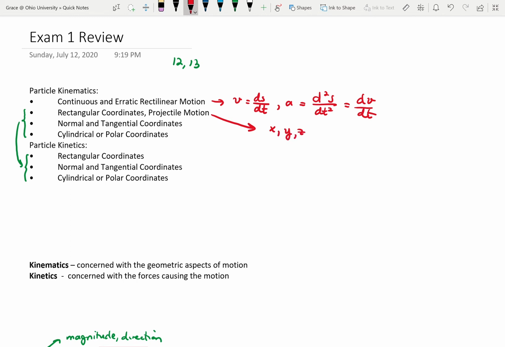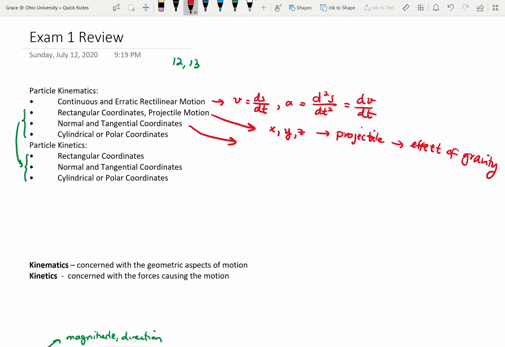So under rectangular coordinates or projectile motion, you're dealing with your traditional x, y, and z coordinate system. And then under projectile motion, you want to make sure that you pay attention to the effect of gravity. But outside that, the equations remain kind of similar. You want to break things up into your x, y, and z coordinates. Your normal and tangential coordinates is making sure that you have the direction. So remember that when you're dealing with normal and tangential, you have a path in which the particle is moving, but the direction in which the particle is moving keeps changing. So you're changing your coordinate system to match that.